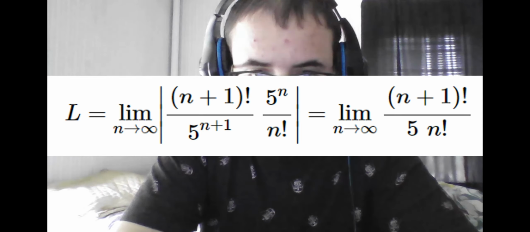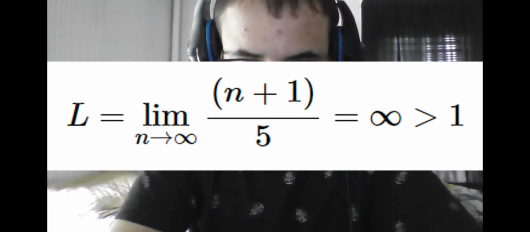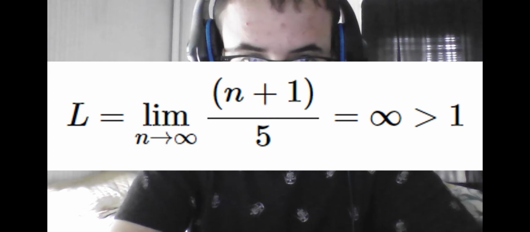It approaches infinity, and since we know infinity is greater than any positive integer, 1 or otherwise, we conclude the series must diverge. Now that we have figured out the ratio test for limits, we can figure out the final type of infinite series test, the root test.